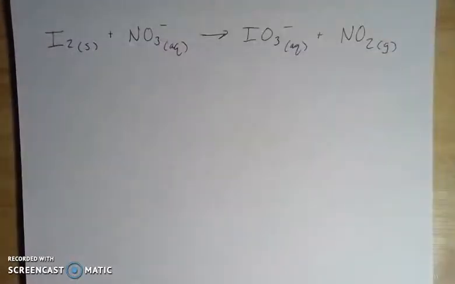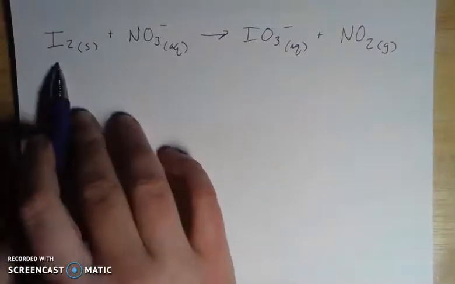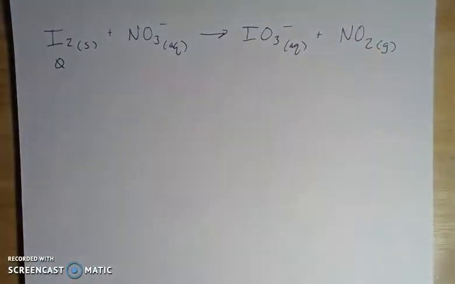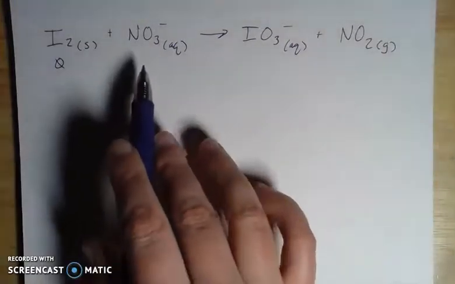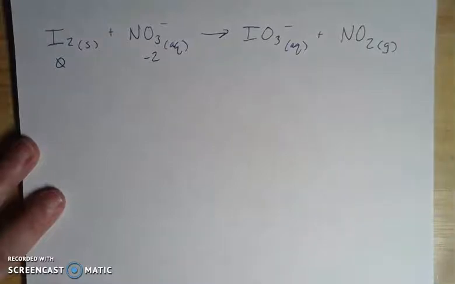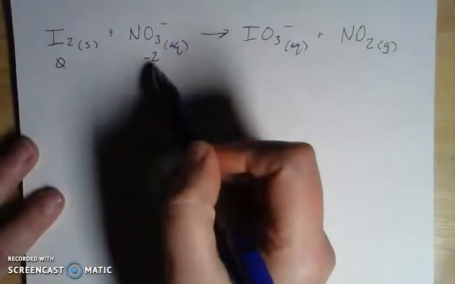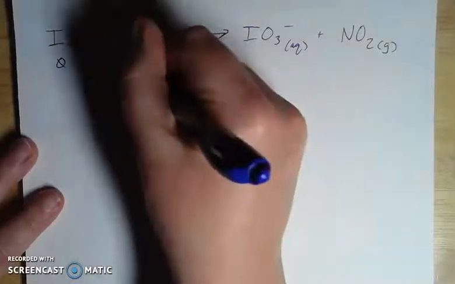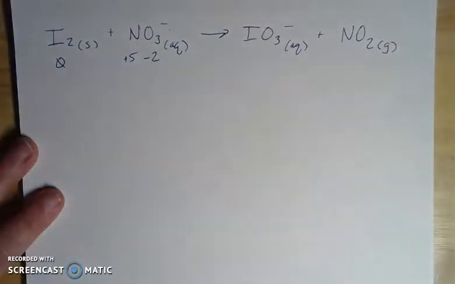So let's look at another example. Let's take this one with iodine and nitrate. So our first step is to assign the oxidation numbers and to identify who's being oxidized and who's being reduced. Well, iodine is in its elemental form. It's diatomic, so it is going to be an oxidation state of 0. Now nitrate, the -2 is always true for oxygen, so oxygen in a compound is always a -2. -2 times the 3 is -6. What plus -6 gives me a -1 charge? That would be +5 for nitrate.